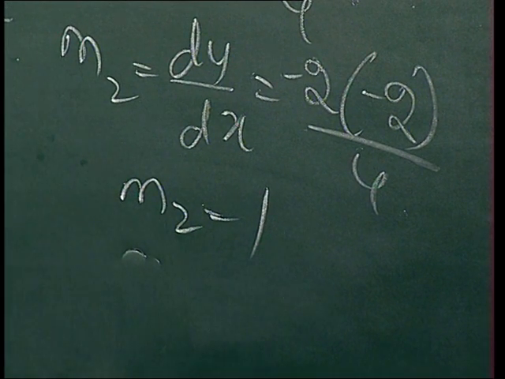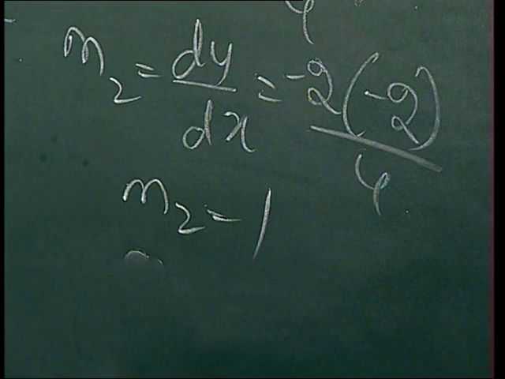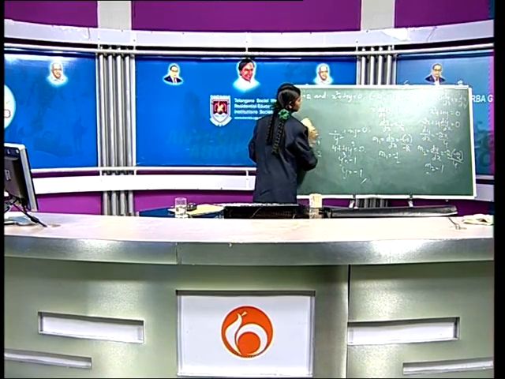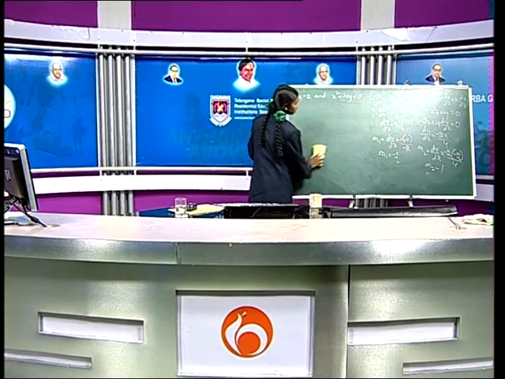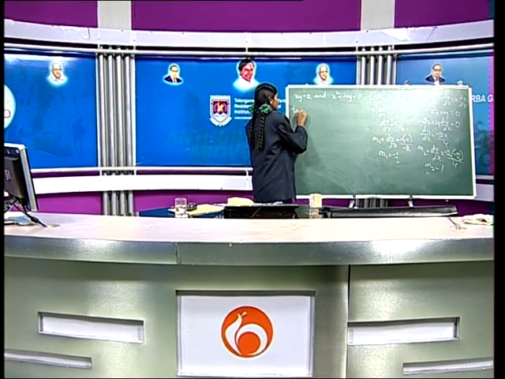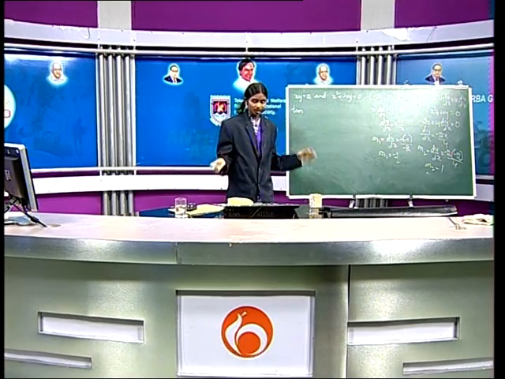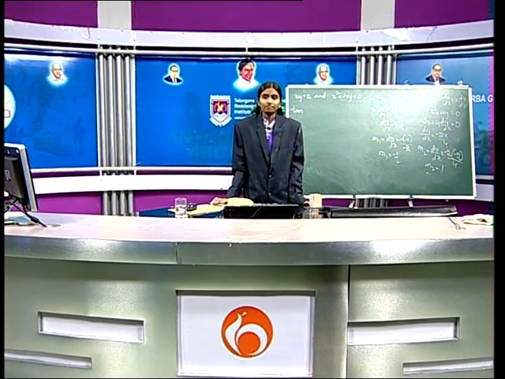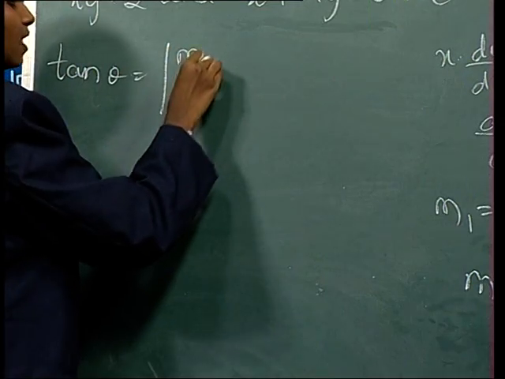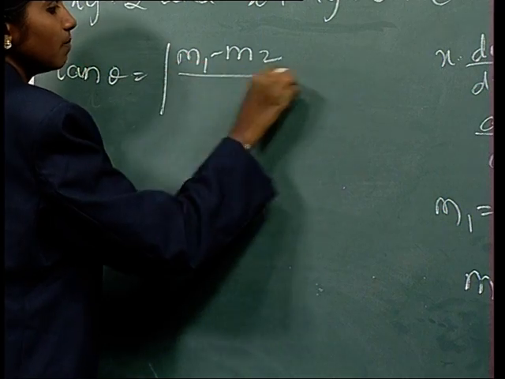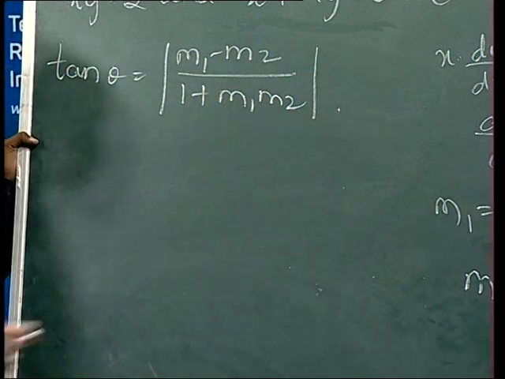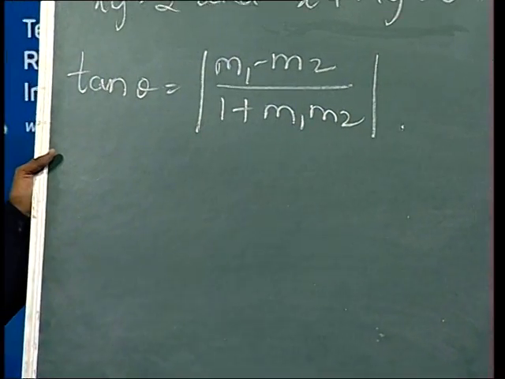Now we have to find the angle between these two curves. How do we find the angle between these two curves? We have the tan theta formula. tan theta = |(m1 - m2)/(1 + m1 m2)|. This is how we find the angle between these two lines, right?